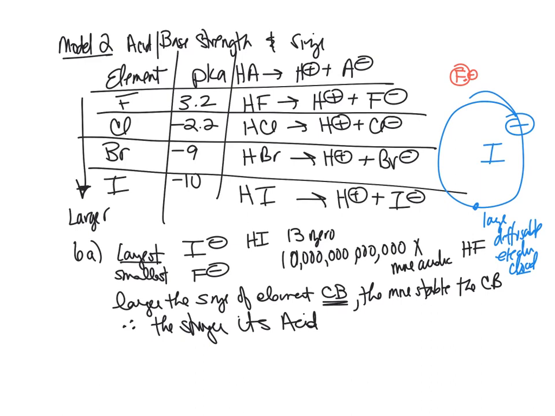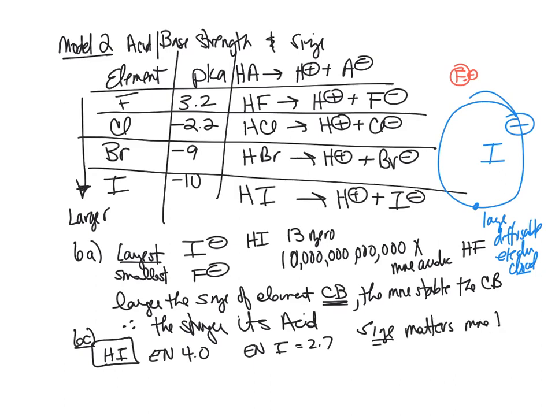All right, I think we're on problem 6C. Based on the pKa values above, which acid is stronger? HI. The electronegativity of fluorine is 4, while the electronegativity of iodine is 2.7. Based on the pKa values, which effect is stronger in determining acid strength, electronegativity or size? Size matters more than electronegativity.